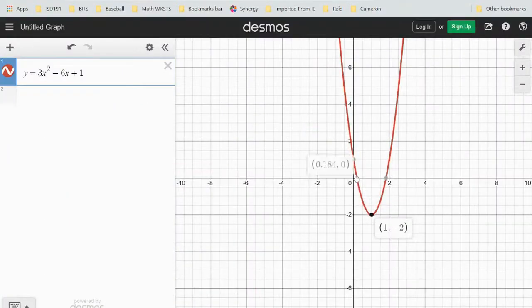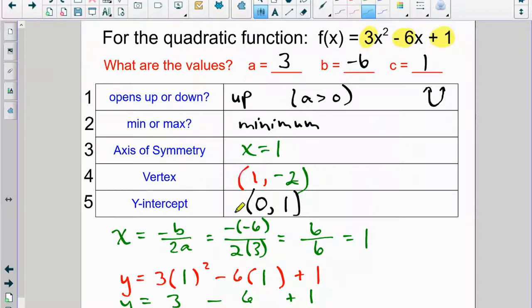My y-intercept was supposed to be at 0, 1. Let's check. It crosses the y-axis right there, 0, 1. We also see that our parabola opens upward. The arms are extending upward, which means there is a minimum, a lowest point at the bottom. So opens up and minimum. Let's check. Opened up, minimum. Perfect.